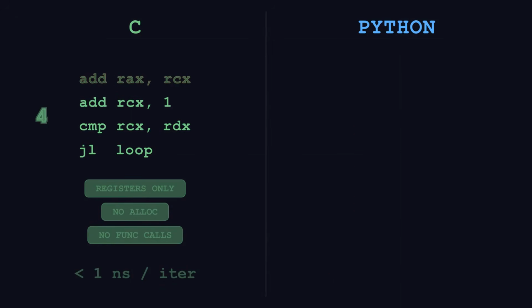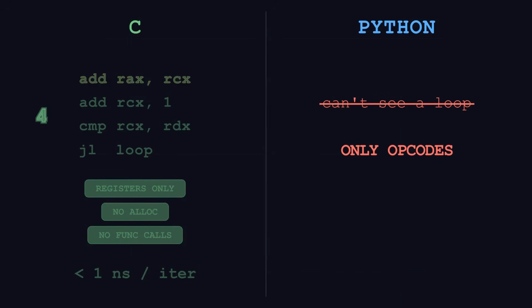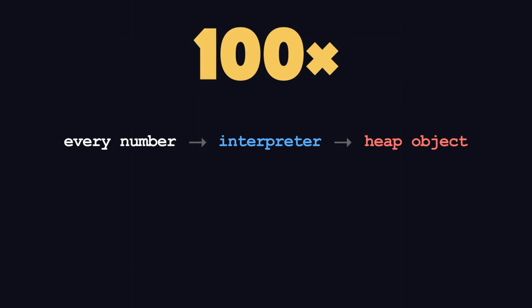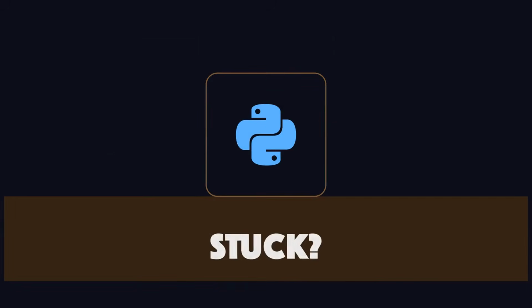And C's compiler isn't stupid. For the right shape of loop, it vectorizes, adding multiple numbers per instruction using the CPU's SIMD registers. Python's interpreter can't even see the loop as a loop. It sees opcodes. It runs them 1 at a time, forever. 100x isn't an exaggeration. For this shape of loop, it's the inevitable consequence of running every number through an interpreter that treats every integer as a heap object. Now you know why. So is Python stuck here?